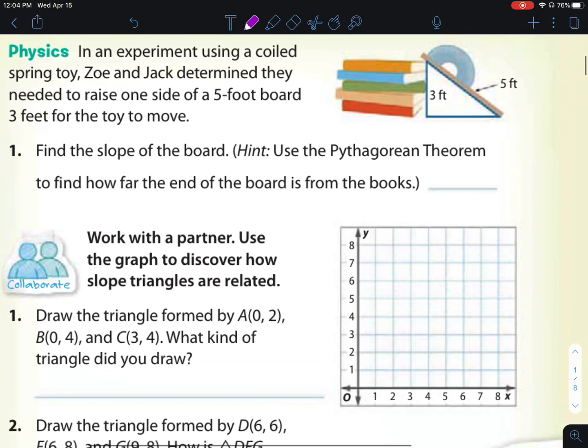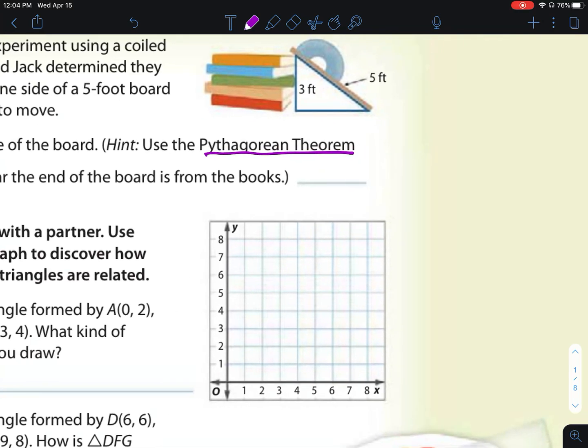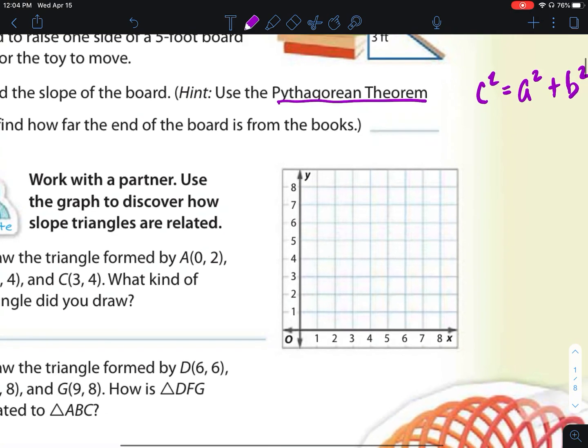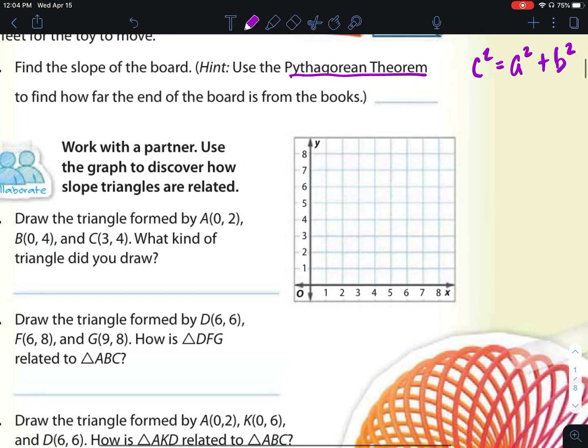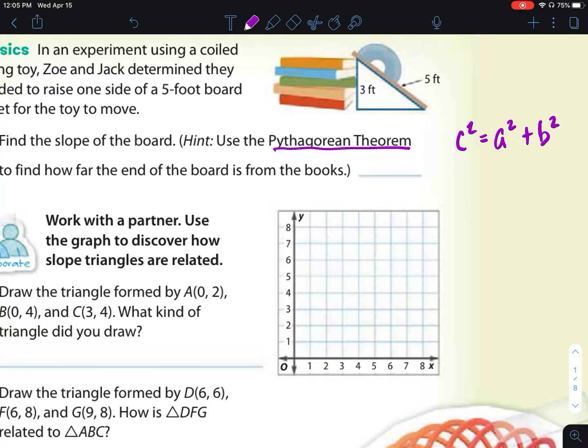So in this case, we want to find the slope of the board, and we will be using the Pythagorean theorem. If you don't remember, the Pythagorean theorem simply states that c squared equals a squared plus b squared. Okay, let's take a look at the next one. So we will use the Pythagorean theorem to find out how far the end of the board is from the book. By using the Pythagorean theorem, we can find the distance between those 2 points.